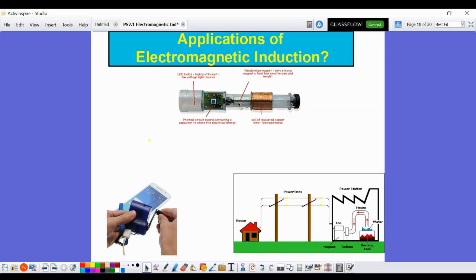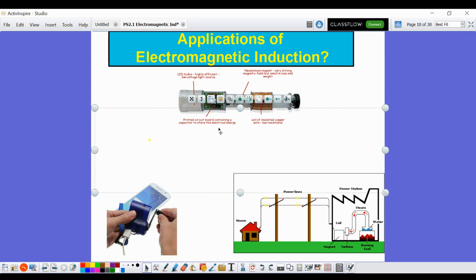This is what they call a shake flashlight. And so you can see the coil of wire here. There is a magnet right here. I actually have one of these in the classroom. If I could show that to you, I would. But when you shake it, that magnet will go back and forth inside of this coil of wire. And thus it causes this light bulb to turn on.